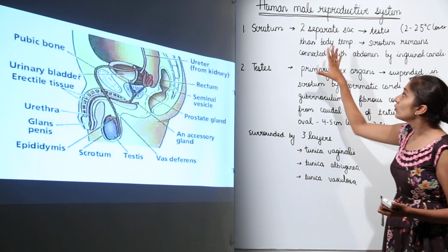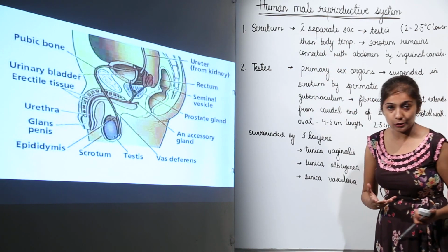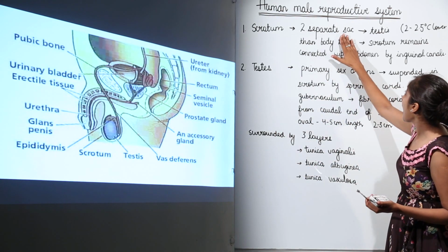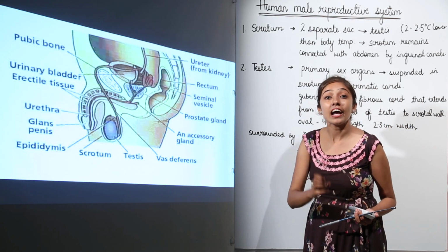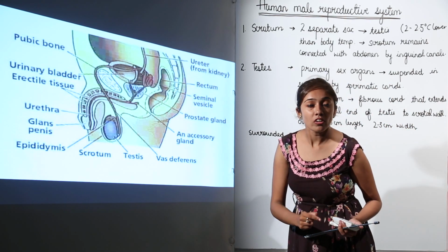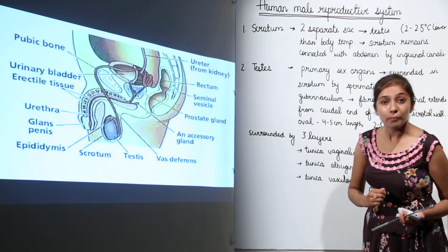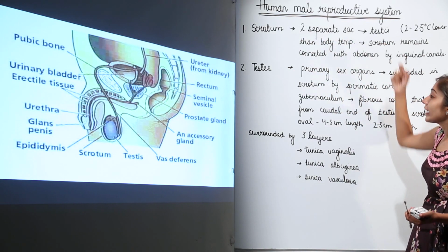Now a few lines about scrotum. The scrotum contains two separate sacs which we call testes. What are these two separate sacs? These are testes, and we will learn later on that testes are the primary sex organs in males. So scrotum contains two separate sacs which we call testes.